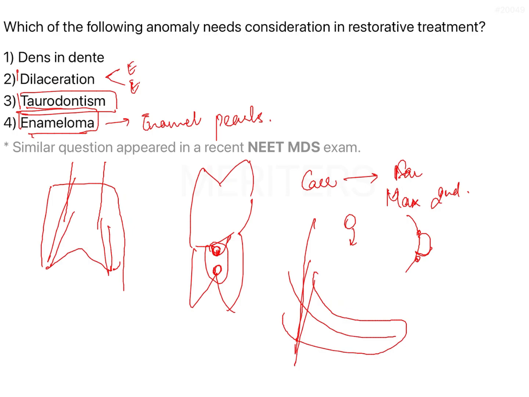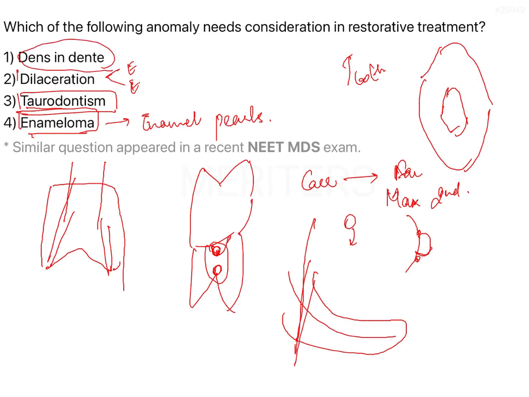Understood? Dens in dente. Now, what exactly is dens in dente? Dens in dente is basically a tooth within a tooth. So you have the normal tooth, and within this normal tooth you will have another tooth which is present. Therefore, when you are performing root canal therapy, you will have to ensure that you are performing a proper root canal therapy. However, one more important thing that you need to remember is, the most common location for a dens in dente is the maxillary lateral incisor.